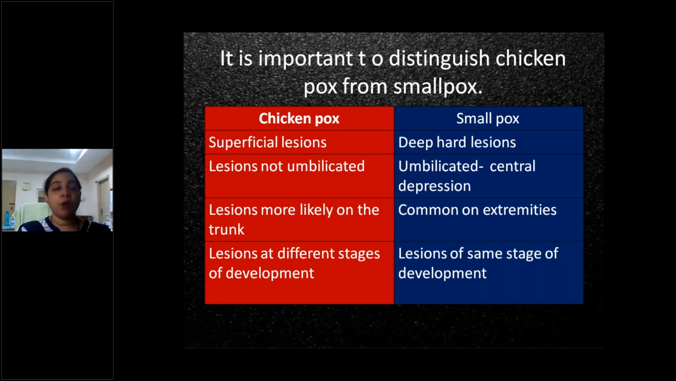Next, chickenpox, lesions more likely on the trunk, whereas smallpox on the extremities. Chickenpox, different stages of lesions may be present, whereas in smallpox, lesions are of the same stage of development.